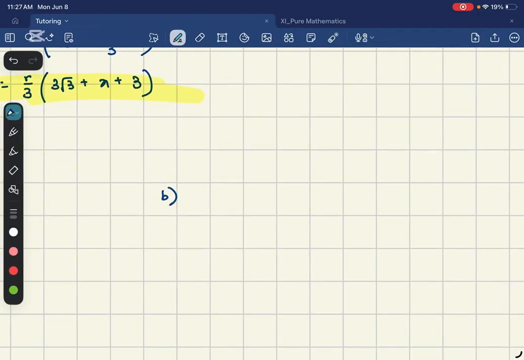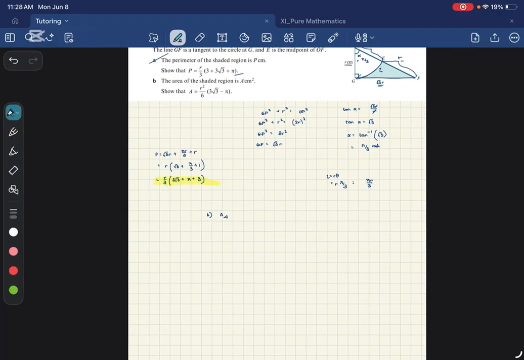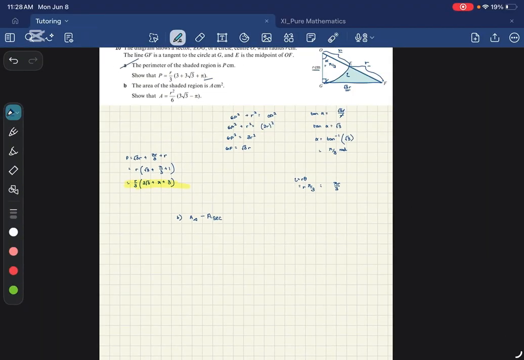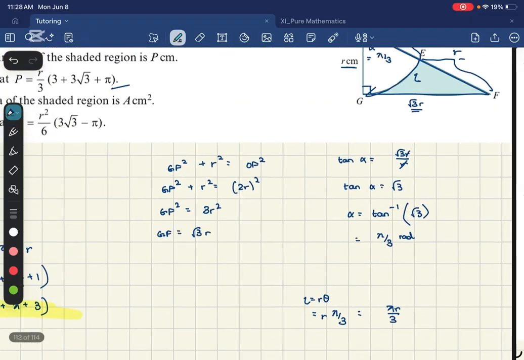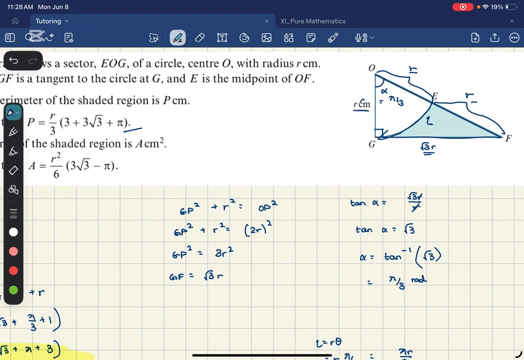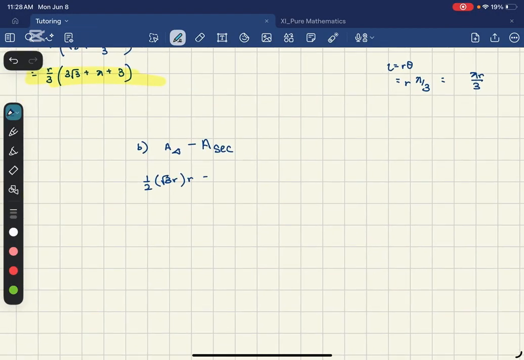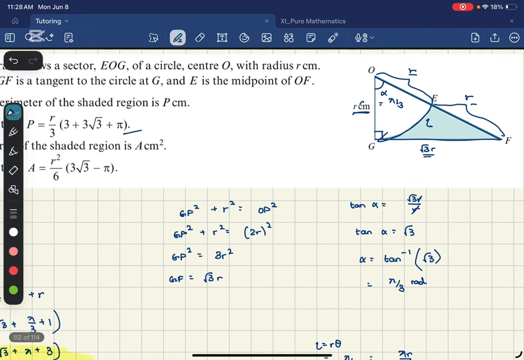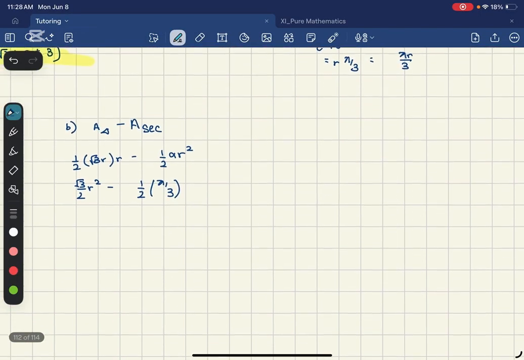For part B, we need to find the area of the big triangle, and we need to take away the area of the sector. That gives us the area of the shaded region. So what is the area of the triangle? It's half, the base is root 3 times r, and the height is just r. Minus the area of the sector, which is half alpha, the angle, times r squared. If you simplify, you get root 3 by 2 r squared minus half, the angle was pi over 3 that we calculated, and the radius is r squared.